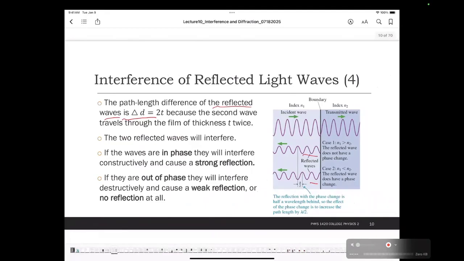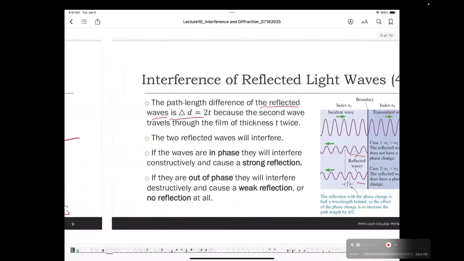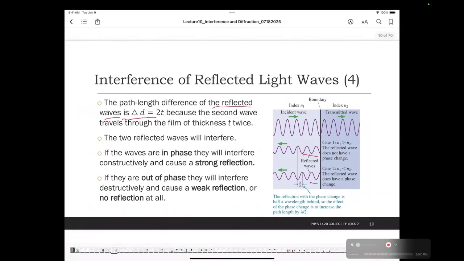Okay, the two reflected waves will interfere. If the waves are in phase, they will interfere constructively and cause a strong reflection. If they are out of phase, they will interfere destructively and cause a weak reflection or no reflection at all. I think I have already talked about this just now, maybe I just repeated it here.